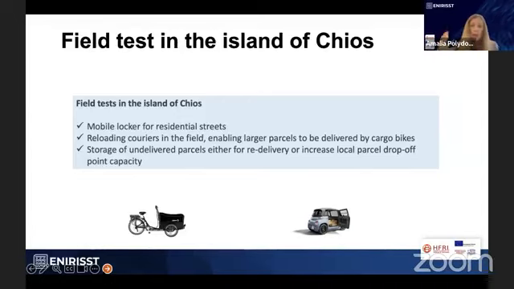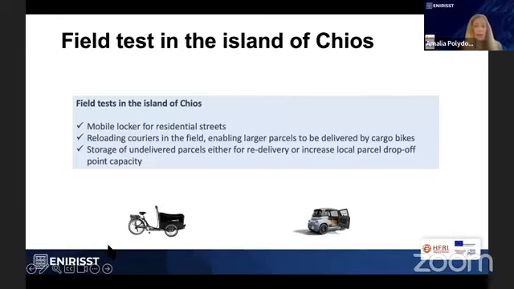And here comes also another part. Except for this primary data, we have field tests in the island of Chios, so field tests with equipment that we purchased, and we have a new car, an AMI car, and cargo bikes that allow us to do different on-site experiments.